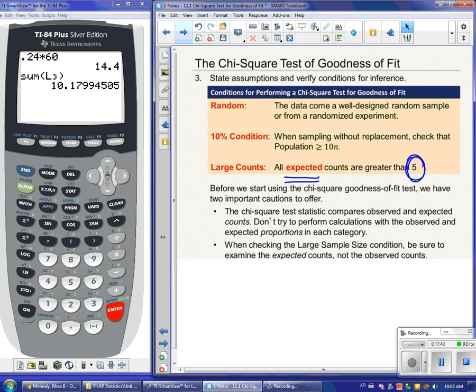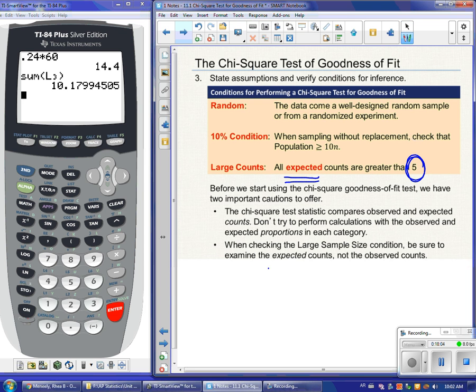So before we start using the chi-squared goodness of fit test, we have 2 important cautions to offer. The chi-squared test statistic compares observed and expected counts. Do not try to perform calculations with the observed or expected proportions. So it's important that you're dealing with whole numbers and not decimal counts or proportions. When checking the large sample size condition, be sure to examine the expected counts.